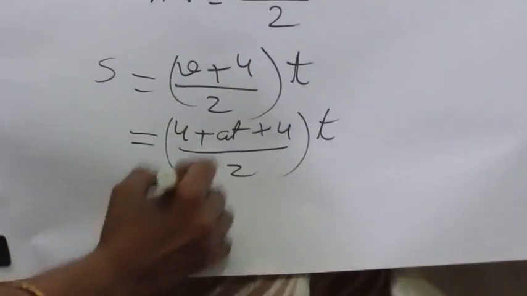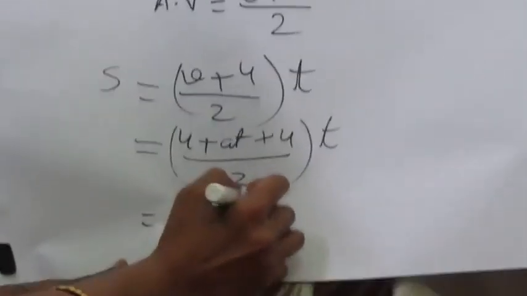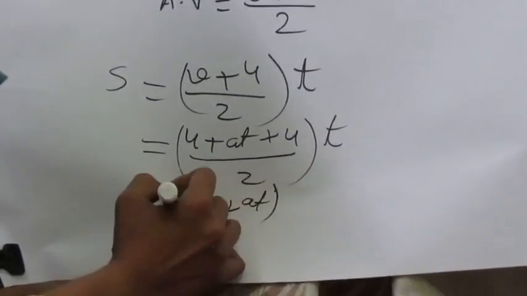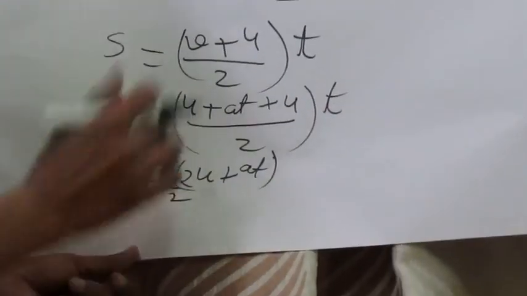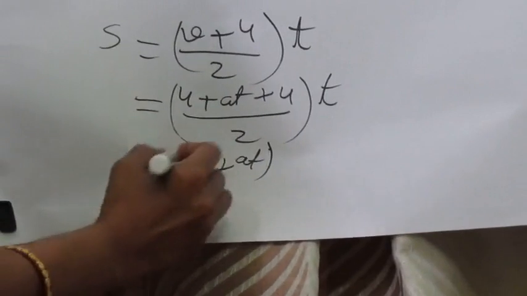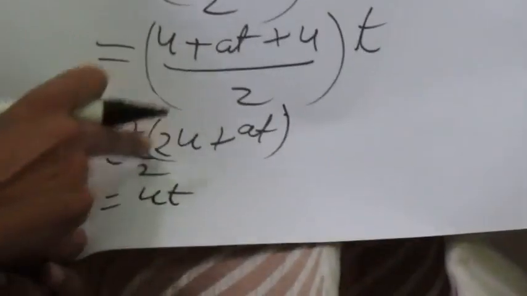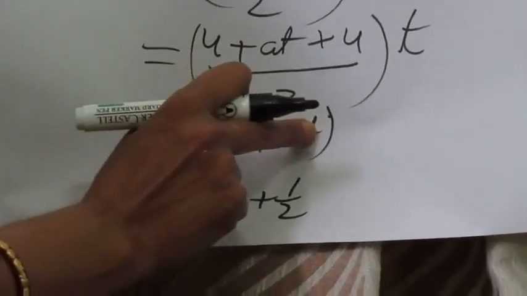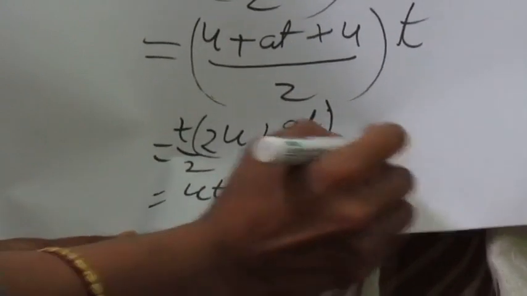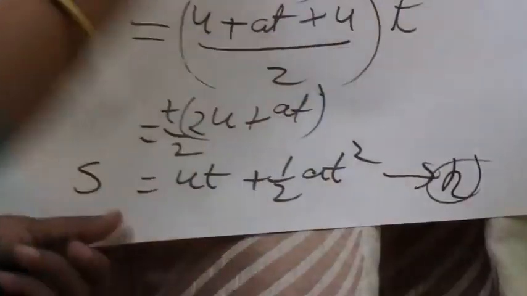Clear? Now what will happen here? 2u plus at, into t by 2. This t and 2 here. Clear? Okay. Now this one 2 is gone. Then first one ut, this 2 cancels. u into t. And now half plus half. This u, this is t and t, a and t square. Now therefore s equals ut plus half at square, equation number 2 derived.